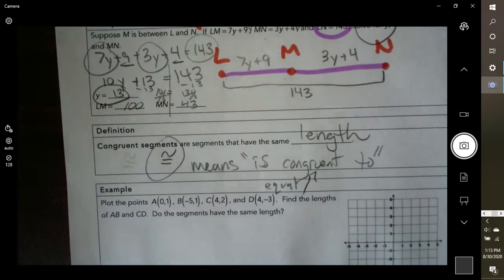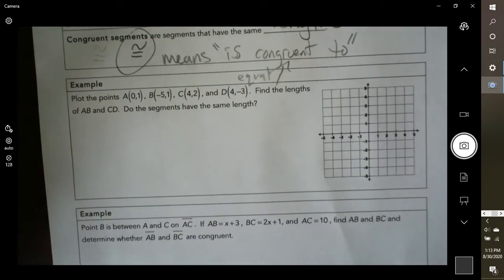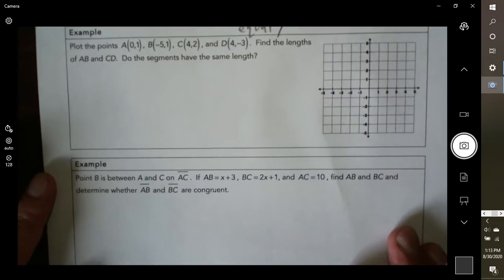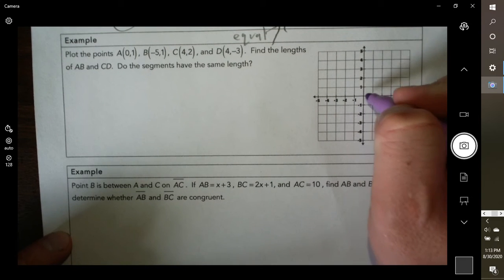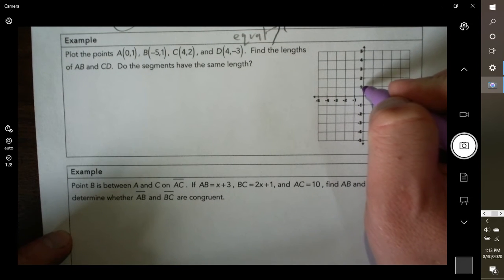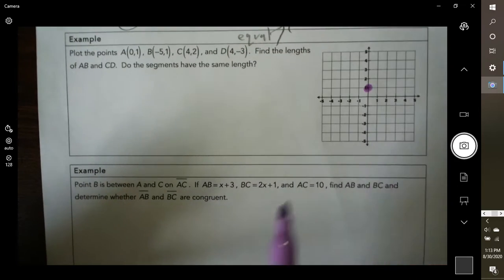And let's go ahead and jump down to our next example. We're almost done. We got 2 more examples here today, guys. Plot the points A, B, C, and D. A is (0, 1). So that means I'm not going to go left or right. I'm just going to go straight up 1. There's A.